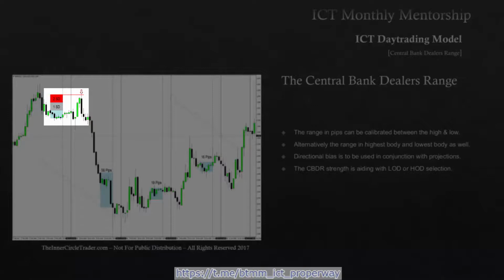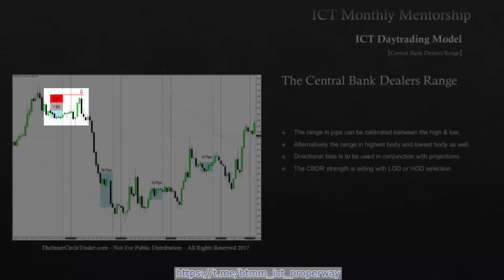Notice how it takes you right to the high of the day formed in London that particular session, immediately after the central bank dealers range closes. So in other words, at 8 p.m. starting the Asian range, project that range that we created for central bank dealers range 2 standard deviations up. That gives us the projected London high.